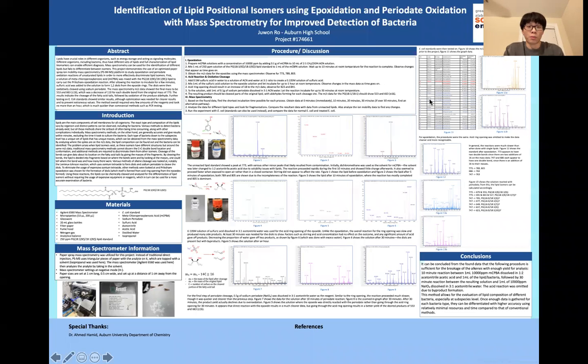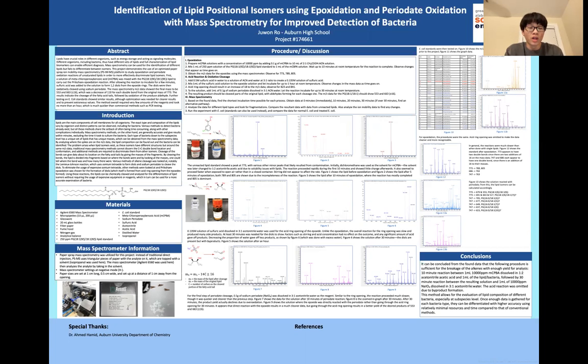So for the actual procedure that I used, first of all, for the peroxy acid, I used metachloroperoxybenzoic acid, which is a suitable reagent because it is stable and it is in solid form at room temperature. So the first step, epoxidation, as you can see, I prepared a solution of MCPBA, the metachloroperoxybenzoic acid, at a concentration of 10,000 ppm by adding 0.1 grams of MCPBA to 10 milliliters of a 1:2 ratio of acetic acid to acetonitrile.